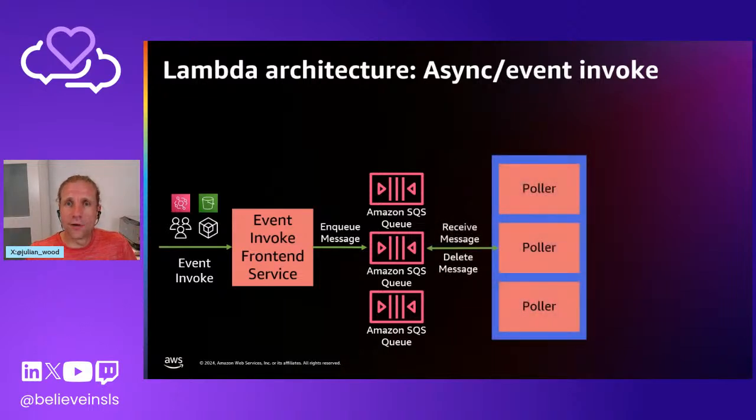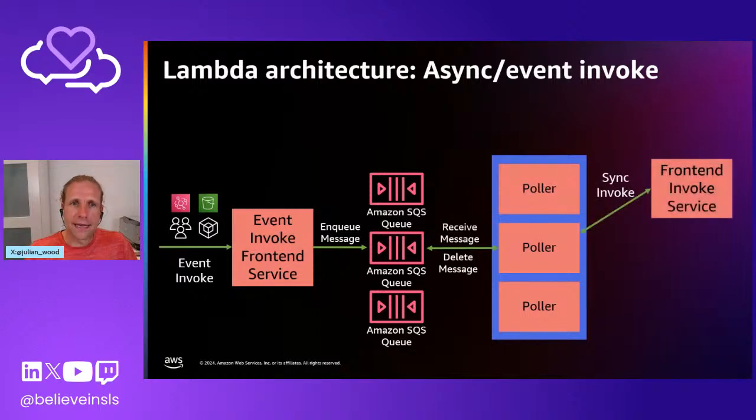We then have a fleet of Poller instances, which we manage. And so an event invoke Poller reads the messages from this internal SQS queue to determine the account and the function and the payload, and then sends the invoke request synchronously to the synchronous front-end invoke service and goes through that path I was talking about before. So as I said briefly, all Lambda invokes ultimately end up as a synchronous invoke, which makes sense. So also the sync front end is going to then return the function response to the Poller, which is then going to maybe delete a message from the queue if the response has been successful.